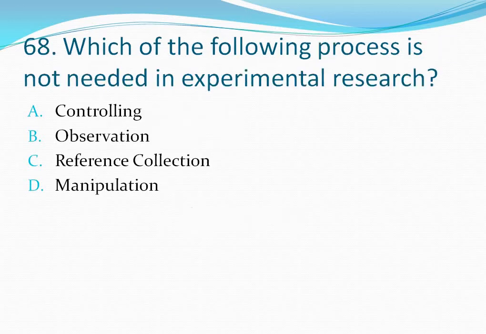Question number 68. Which of the following process is not needed in experimental research? Your options are A, controlling, option B, observation, option C, reference collection, option D, manipulations. And the correct answer is reference collection is not needed in experimental research. So the correct answer is option C. Let's move to the next question.